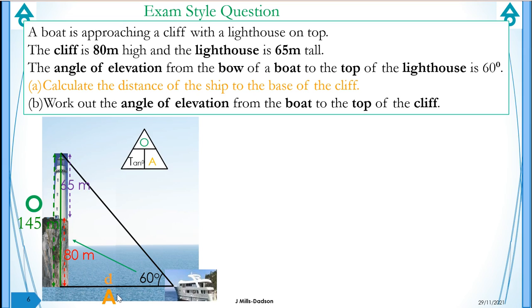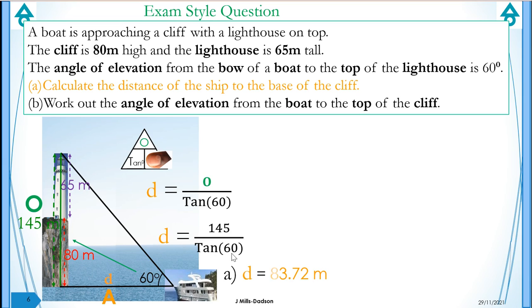So we're going to use the tangent. We are looking for adjacent, so we cover it. That means that D is equal to the opposite side over the tangent of 60. So D is equal to 145 over tangent of 60. And D is 83.72 meters.